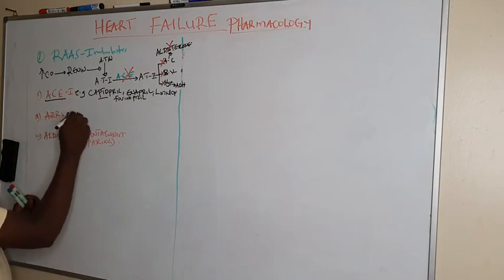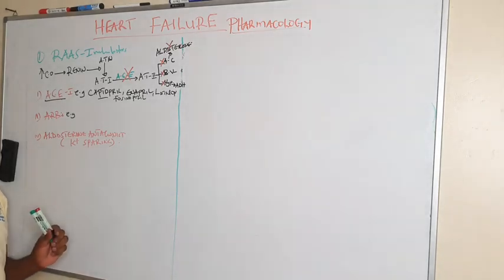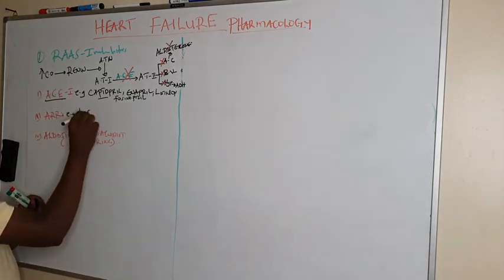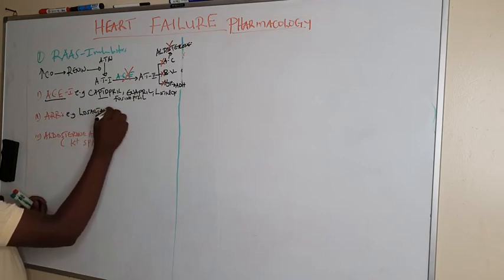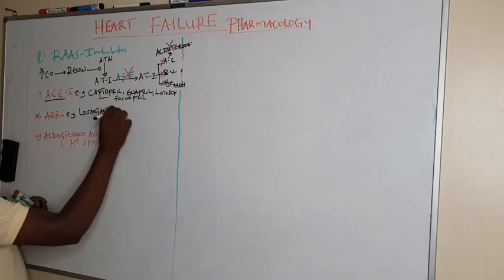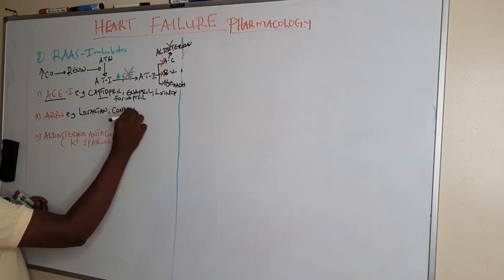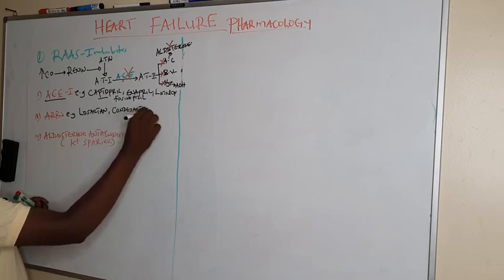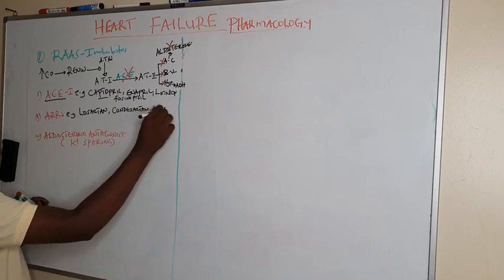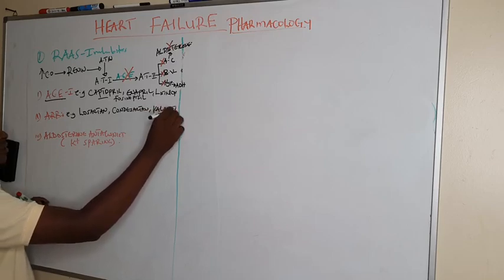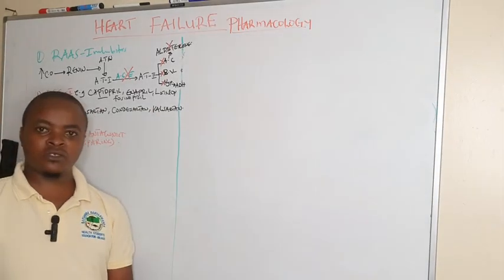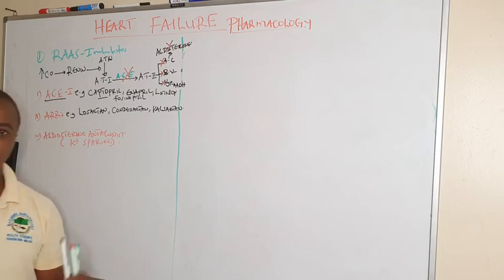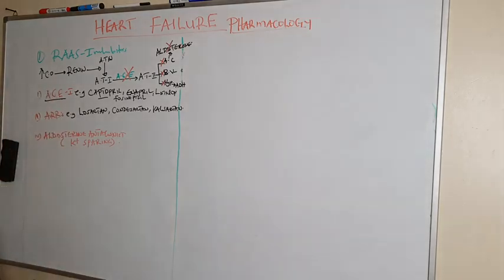ARBs examples end with sartan, whereby we have losartan, then we have candesartan, valsartan. All these are drugs we can also use in treatment of both systolic and diastolic heart failure.